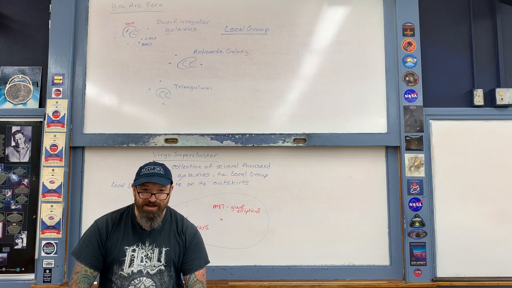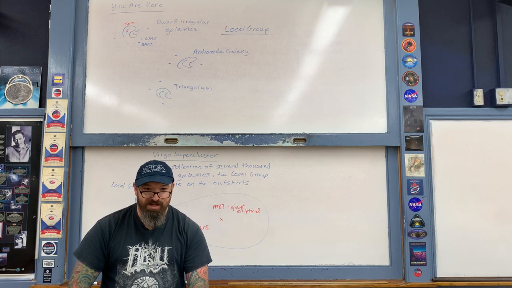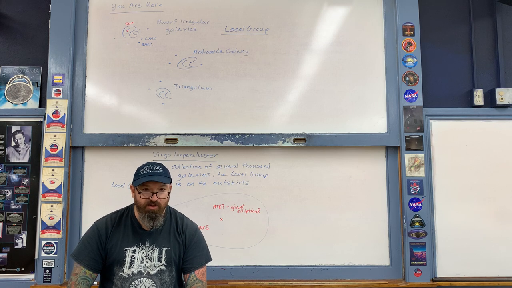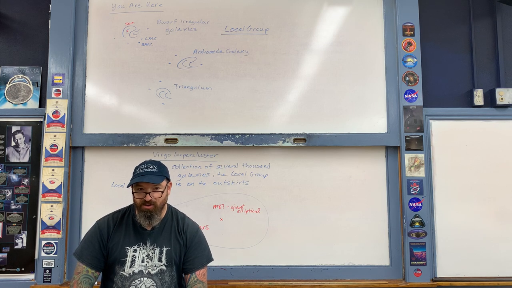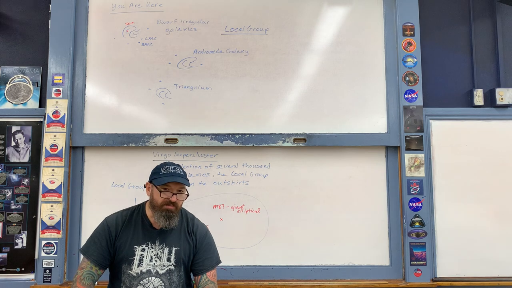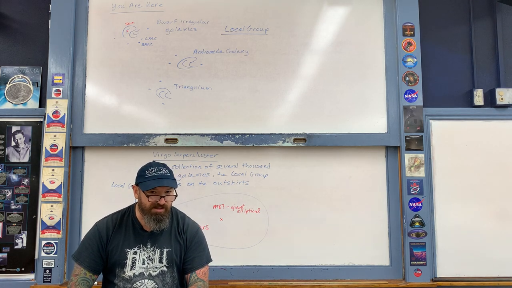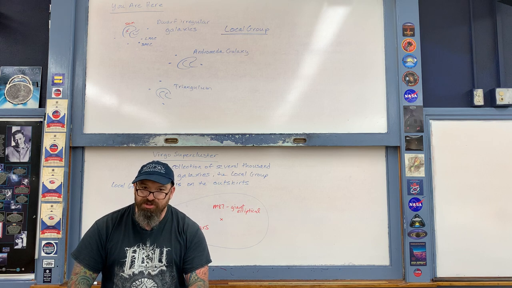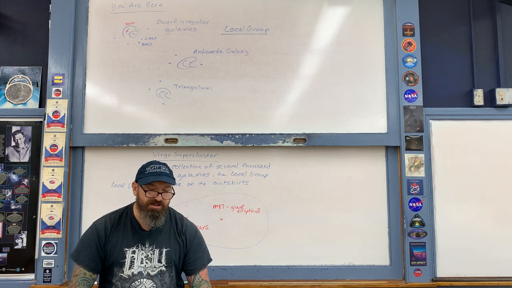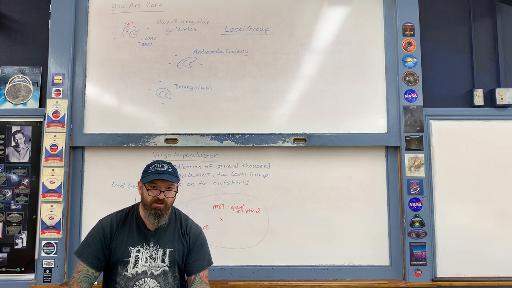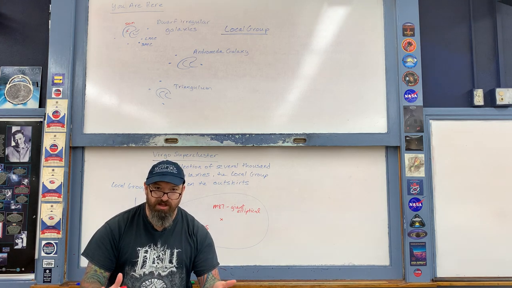M87's black hole right now is dining on an enormous meal. It is dining on a huge amount of material that is flowing down the drain of this black hole. When a huge amount of material flows down the drain of a supermassive black hole such as M87's, all sorts of interesting physics occurs. Here's the basic structure of what happens around a supermassive black hole when it's dining on a huge amount of material.